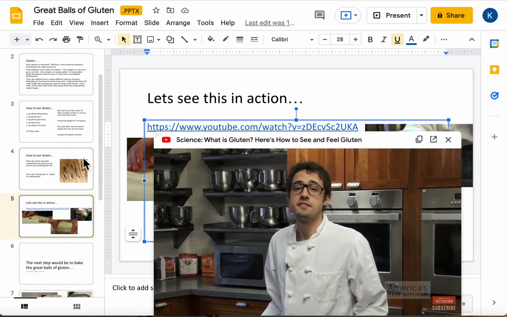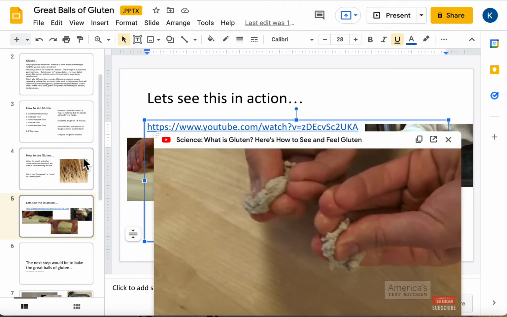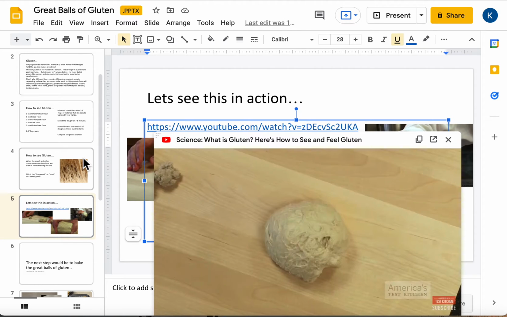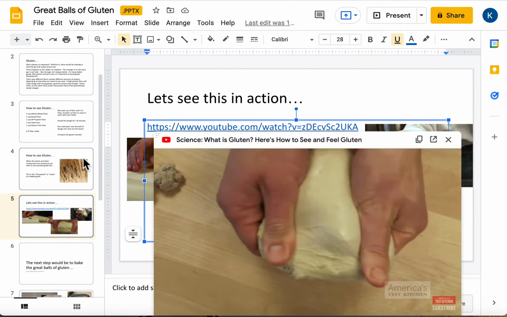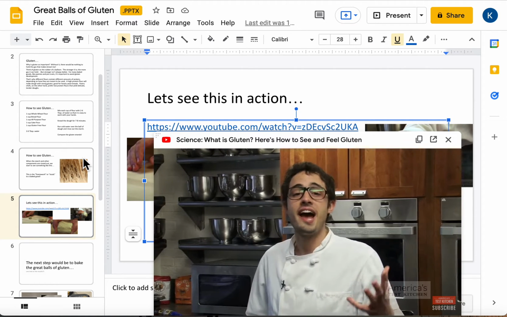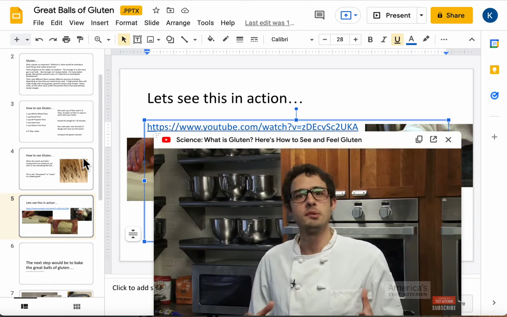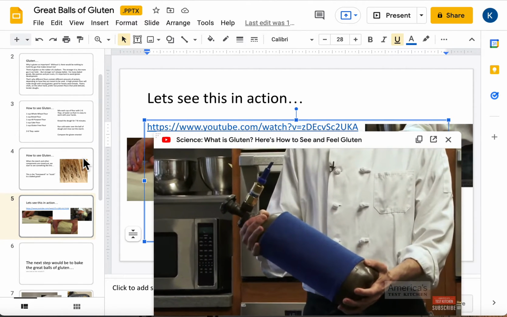The low-protein cake flour formed a very small amount of really weak gluten. You can pull it right apart. On the other hand, high-protein bread flour formed a large ball of highly resilient, rubbery gluten. It can be stretched very thin without tearing. To show just how elastic this bread flour gluten ball is, I'm going to try and do something a little bit crazy. I'm going to treat it like a balloon and inflate it with compressed air.